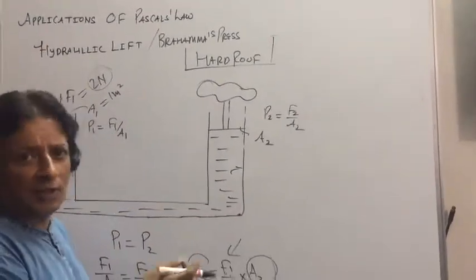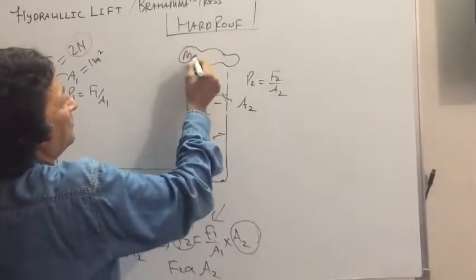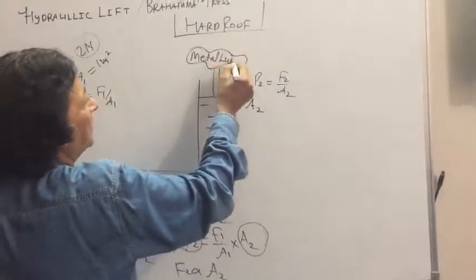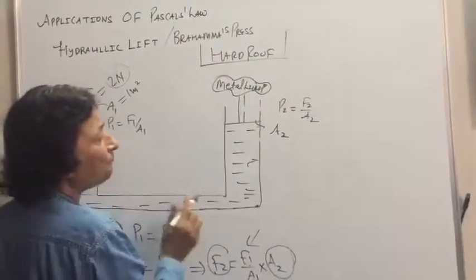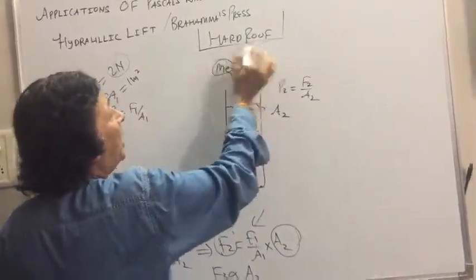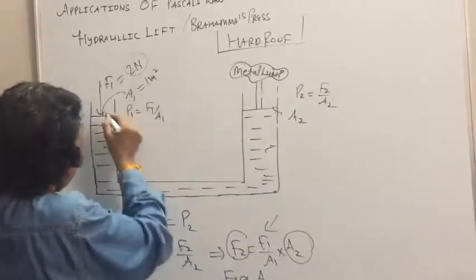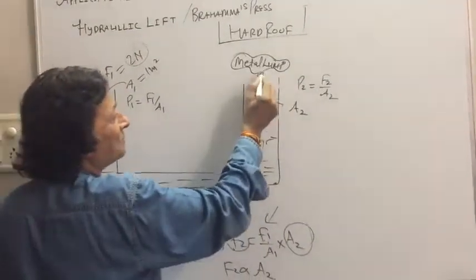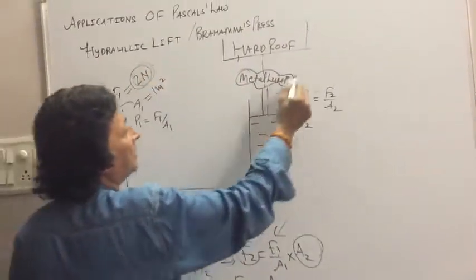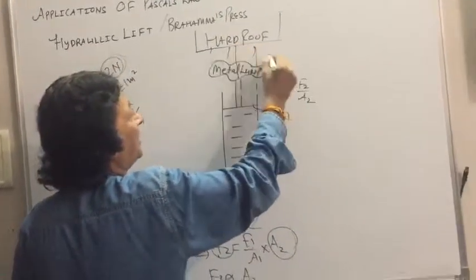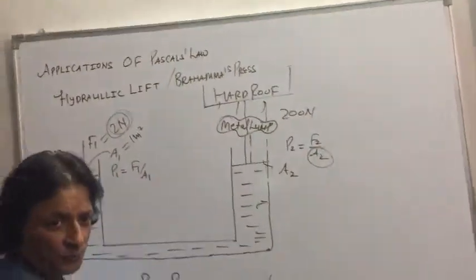I'm concluding only in this. So now what I have done, this is a big metal lump, all right, which is malleable and ductile. There is a hard roof, a very strong concrete hard roof. When we press F1, this metal lump strikes here. Suppose right now I've told if it is 2 Newton, you can make it strike with 100 times, 200 Newton, right? By increasing the area A2.